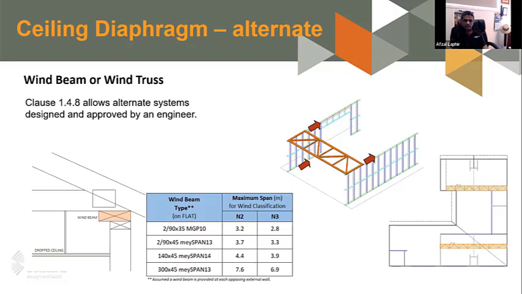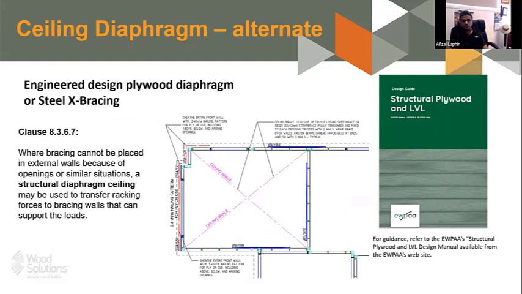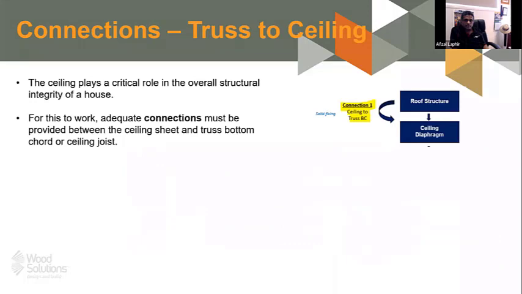In the good old days, they were used in bridges and so on as well. And in commercial buildings, they're very common there. So we can use them as one solution. And the other solution is obviously designing an engineered plywood diaphragm or steel cross-brace system. So there are documents available for that. And we're going to connections here.